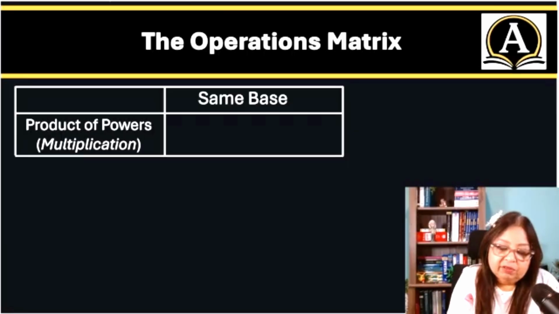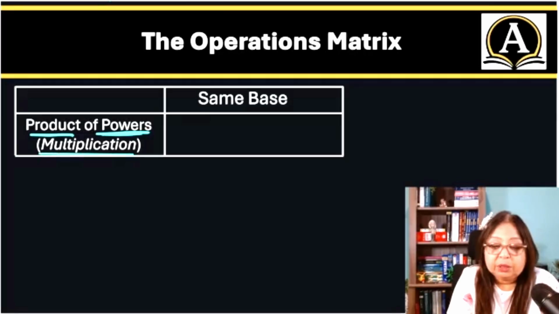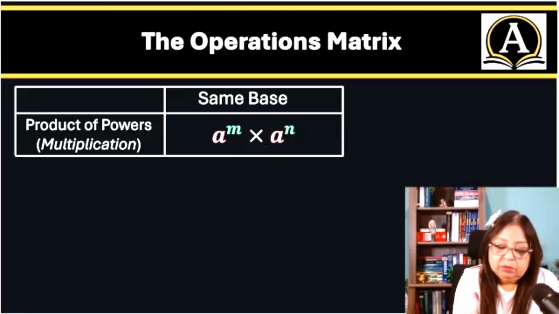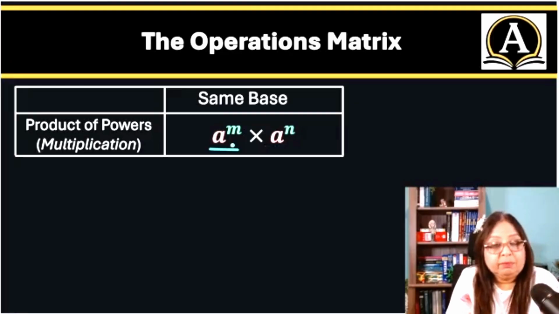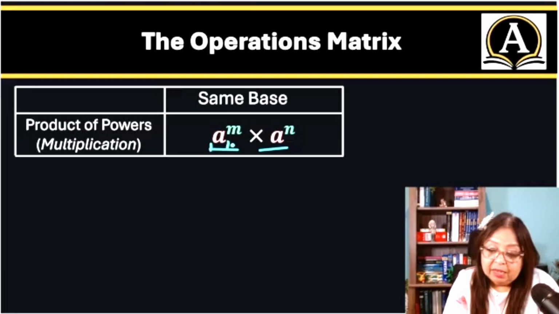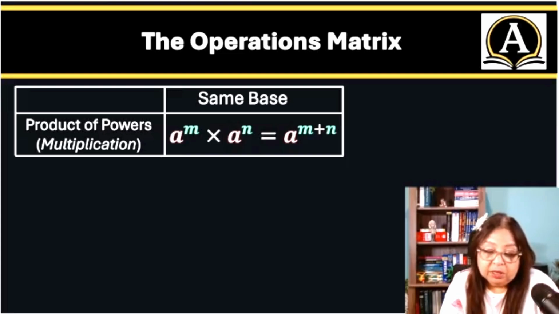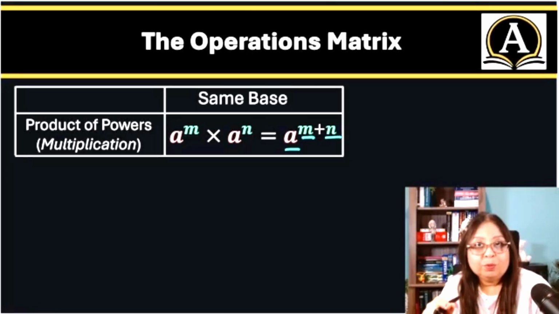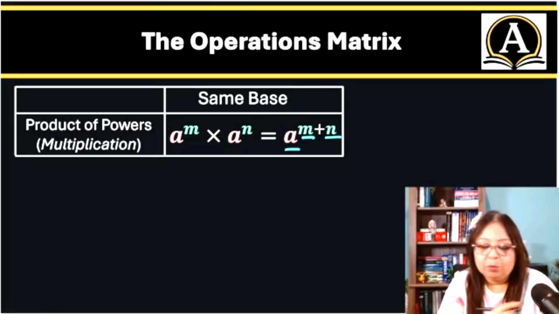So here we go. On the next slide, we're looking at product of powers, that is multiplication, when the base is same. That is, if you're multiplying two powers, a to the power m times a to the power n. Here the base is same in both the numbers, and that base is a. What do you get when you multiply them out? A to the power m plus n. And to bring this point home, let's look at one more example.